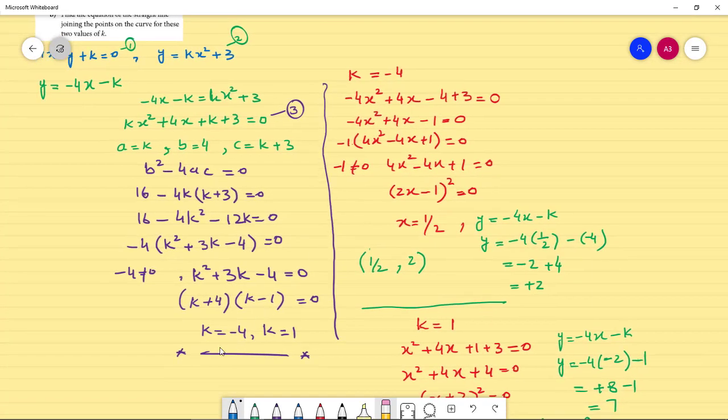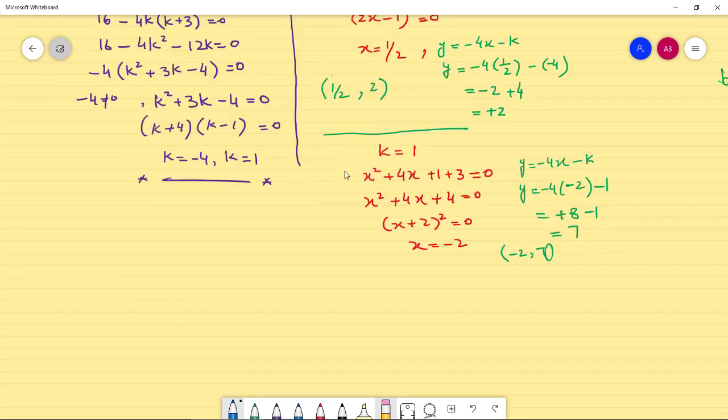In the second part, we first take k equal to minus 4 and put it in equation number 3. Then this becomes minus 4x square plus 4x minus 4 plus 3, and the final equation is 4x square minus 4x plus 1 equal to 0. So this is equal to 2x minus 1 whole square equal to 0, x is equal to 1 by 2. Put it into equation number 1. So y is equal to minus 4x minus k, and with x and k we get y equal to 2. So the point is 1 by 2 and 2 when k is equal to minus 4. This is the intersection point where the line is tangent to the curve.